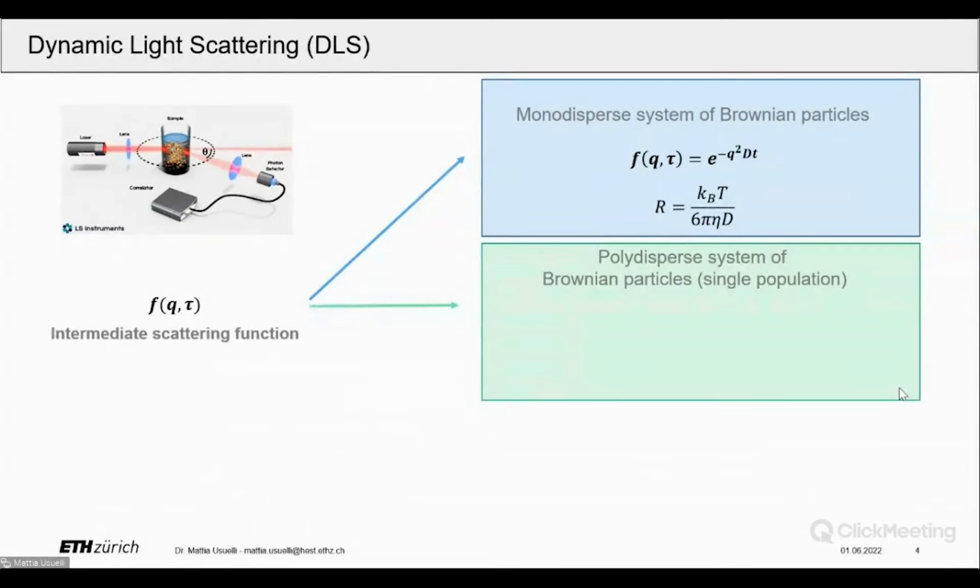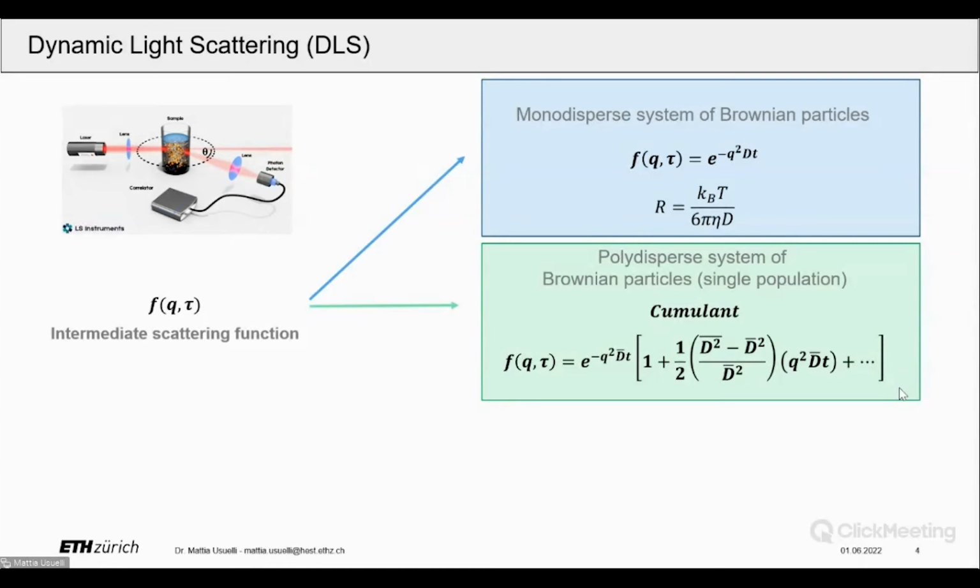Let's imagine instead that we do not have a monodispersed system, but a polydispersed system of Brownian particles, but that still they have, let's say, some polydispersity around a single population. In this case, for example, we can use the cumulant analysis, where we do a virial expansion of the expression that you see above. And here we can extract not only the average diffusion coefficient of our particles, but we can also see a deviation of the diffusion coefficient itself that is telling us something about the polydispersity of our Brownian suspension.